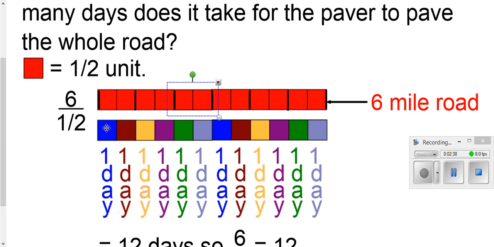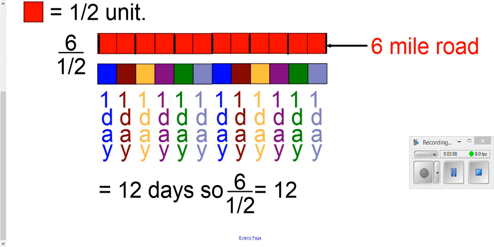So we have 1 day. Here in blue is a half. 1 day in this brownish color is a half. So it takes 2 days to do 1 mile. Then we have 2 more colors here to do a second mile, 2 more colors to do the third mile, and then continuing on. And so you can see it takes a total of 12 days to cover our 6 miles. So 6 divided by 1/2 is 12.